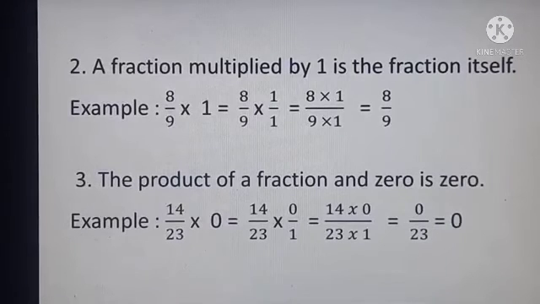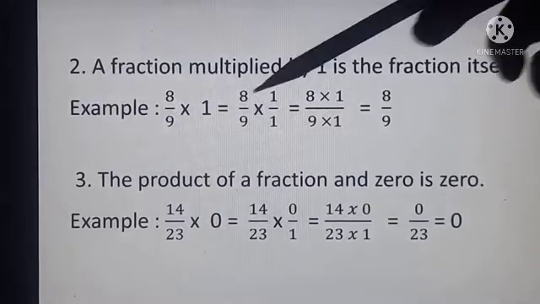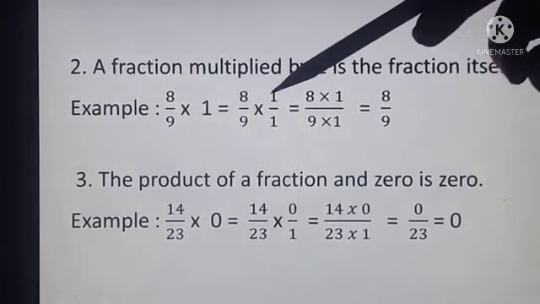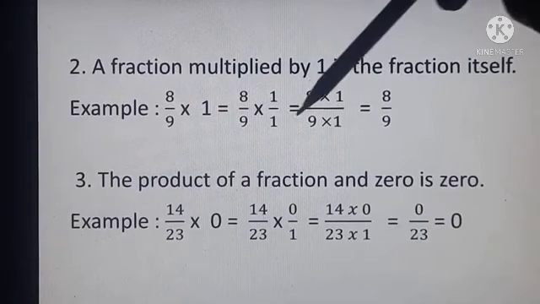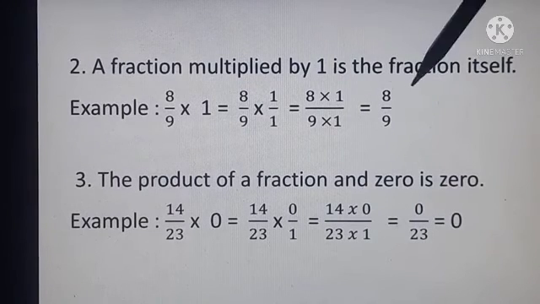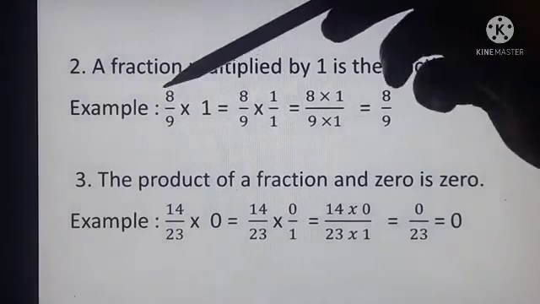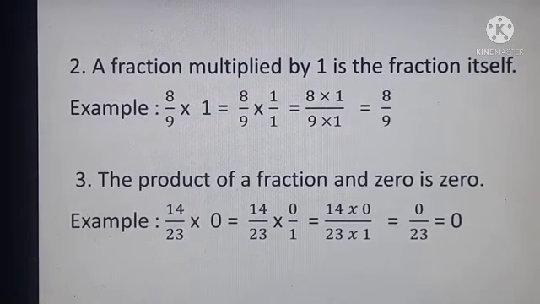Second property is here. A fraction multiplied by 1 is the fraction itself. Means when we are multiplying a fraction with 1, we are getting the fraction only. For example, 8 upon 9 multiplied by 1. So 8 upon 9 multiplied by 1 upon 1. Okay. Now 8 ones are 8, 9 ones are 9. So we are getting only the fraction because we are multiplying 8 upon 9 with 1 and we are getting the answer 8 upon 9, the fraction itself.